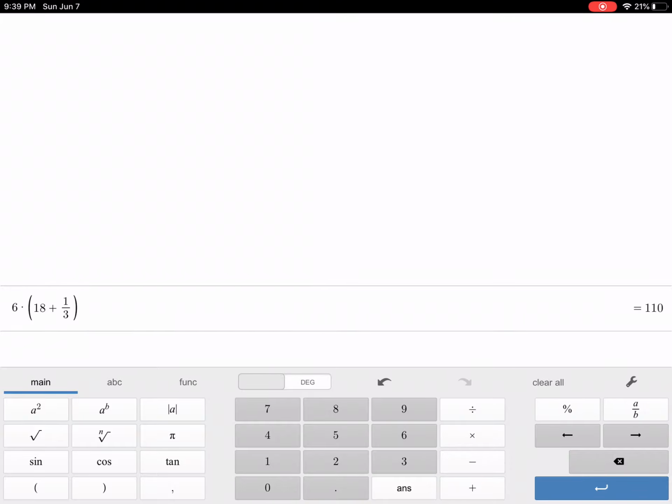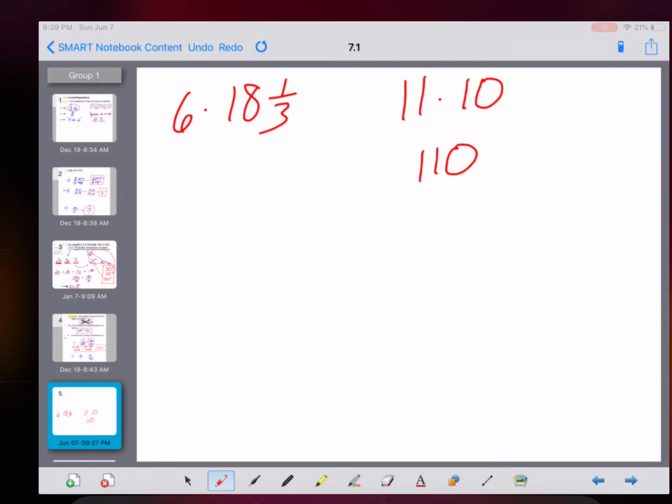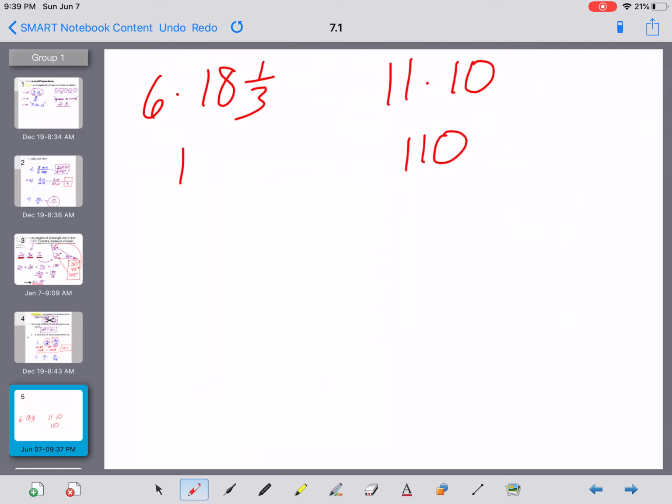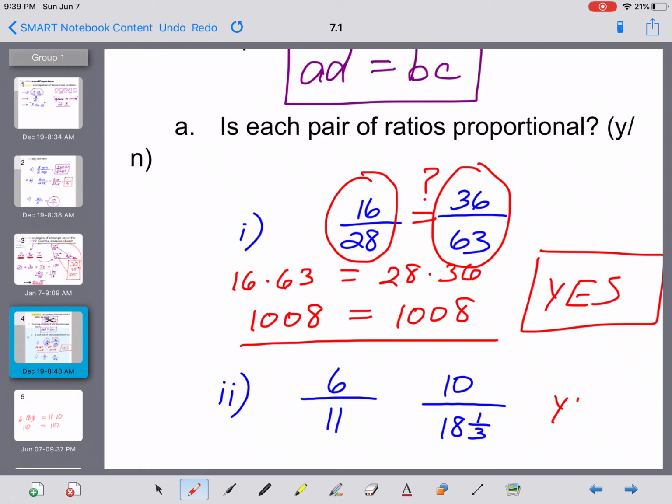right over here on this right-hand side, I get 110. So 6 times 18 and 1/3, I didn't realize this at the time, is also equal to 110. So those two cross products are equal to each other, and that means going back, that example B is a yes as well. That one didn't really look like it because of that ugly mixed number down there on the bottom, but that one works.